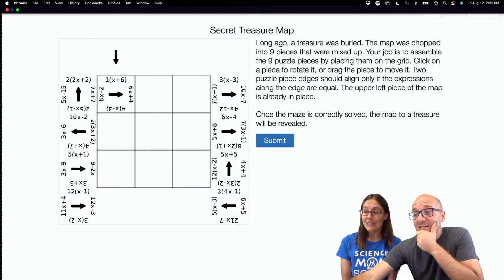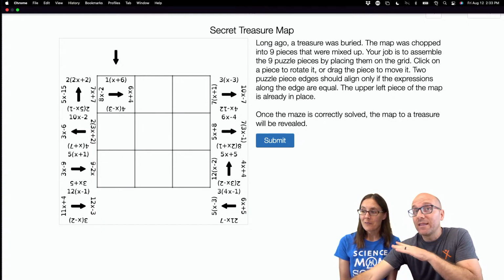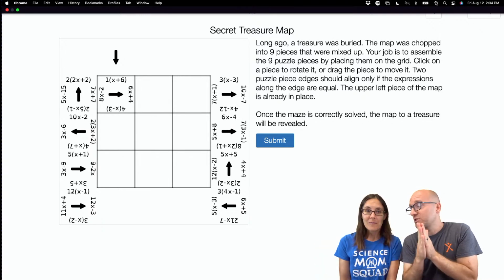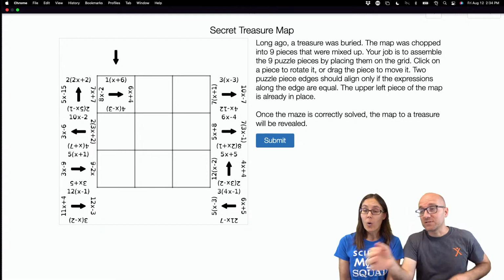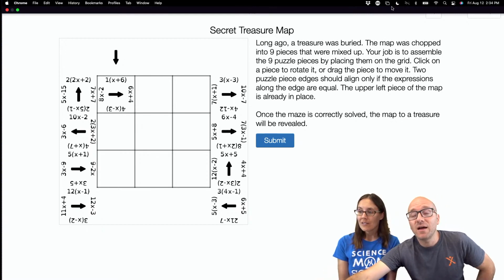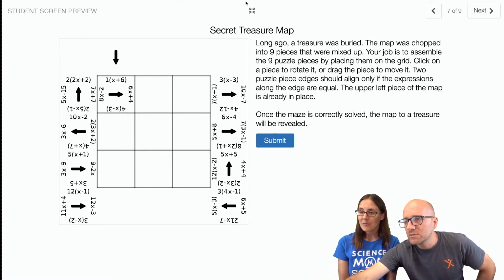I like this problem, Math Dad. Okay, well, they can't go on just any way. They have to go on so that equal expressions are next to each other. Some of them have been distributed, some of them have not. For example, Science Mom, if you can see my mouse right here, I've got a 4 times x minus 3. To figure out what goes here, we have to find 4x minus 12. If we distributed, we would get 4x minus 12.